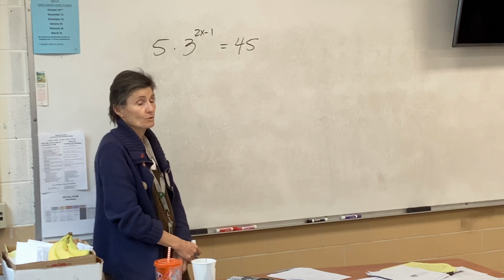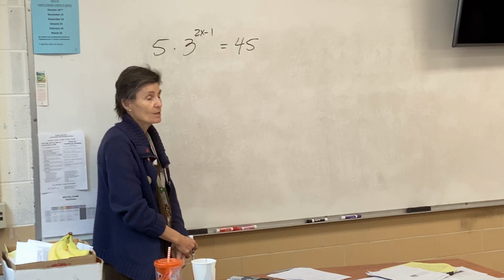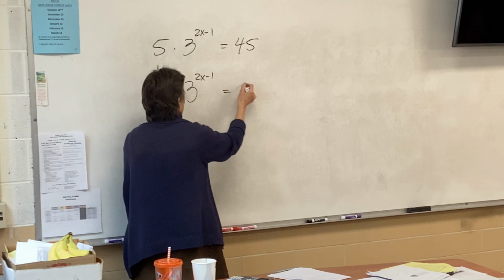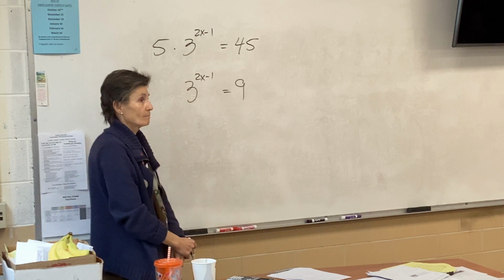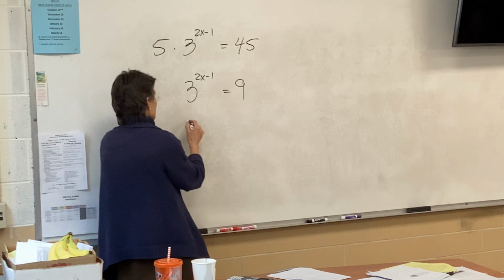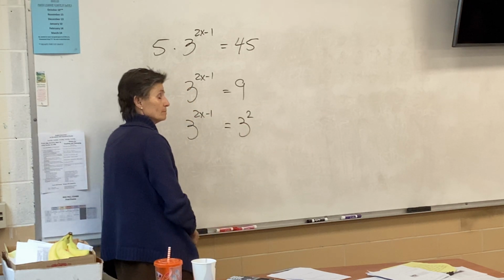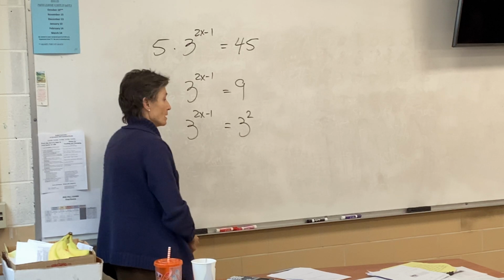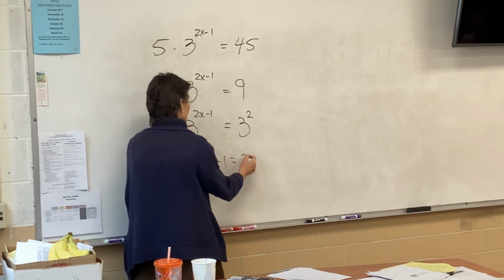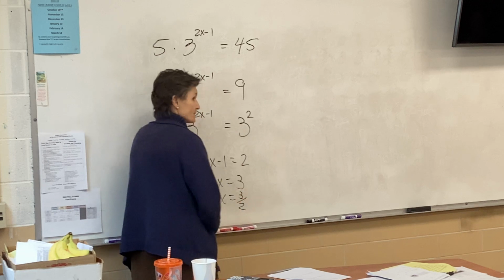What do we have to do first? You have to divide by 5. If you have an extra number, you have to get rid of it. So 3 to the 2x minus 1 equals 9. And 9 is 3 squared. So 3 to the 2x minus 1 equals 3 squared. So 2x minus 1 equals 2, and x equals 3 halves.